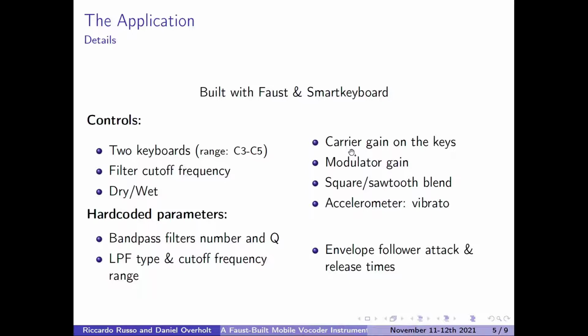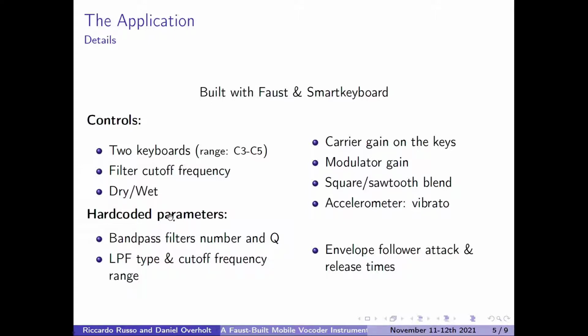It's possible to control the carrier gain by sliding up and down on the keys, and this provides a general volume for the app. Also, there is a control over the modulator gain, which sets the sensitivity of the vocoder. So basically, how loud the voice has to be to trigger the vocoder. The carrier is made of a blend of a square wave and a sawtooth wave, and it's possible to control this to change the timbre. Also, if the phone is shaken, then this triggers a vibrato effect.